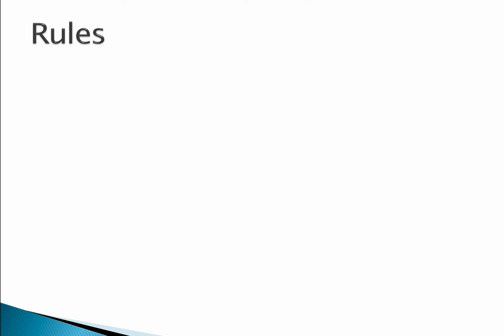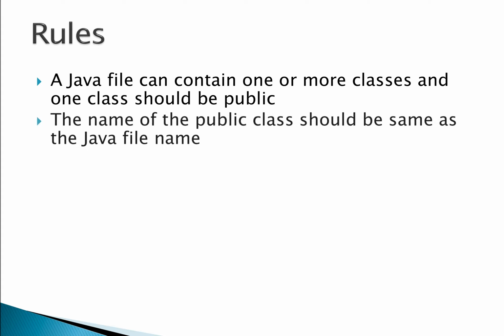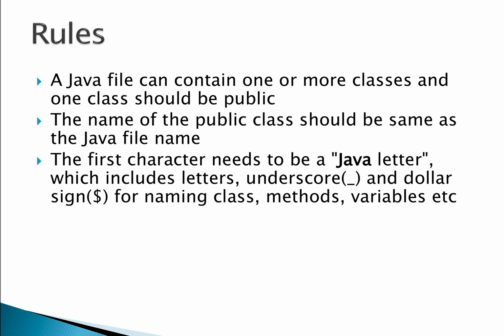Let's move on to rules. Rules are something enforced by the Java compiler, so you have to follow these rules. The first one is a Java file can contain one or more classes, but it should have at least one public class in it. You cannot create a Java file without a public class, and that public class should match the Java file name.